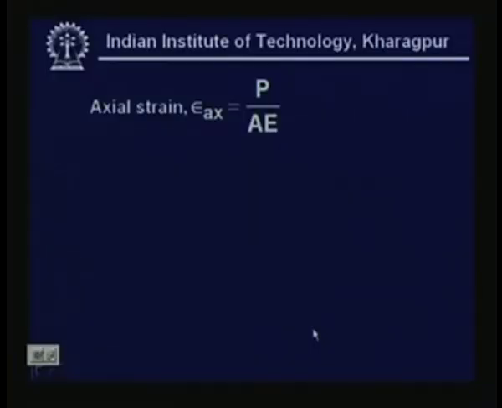now axial strain, you see, is given by epsilon AX, we write P upon A into E, right. Now, see, we have written it like this, EAX, so that it can easily divide. EAX means axial. Now, transverse strain is given by nu P upon AE.